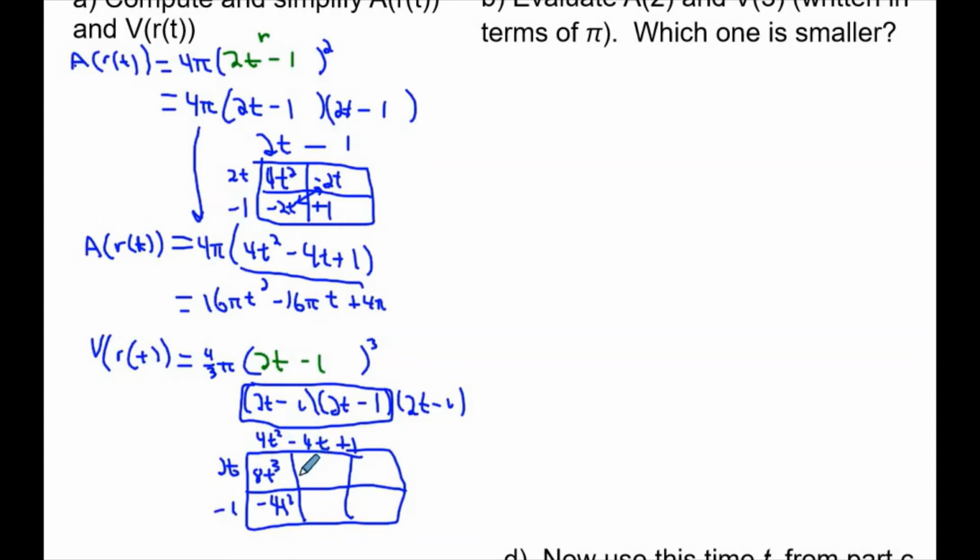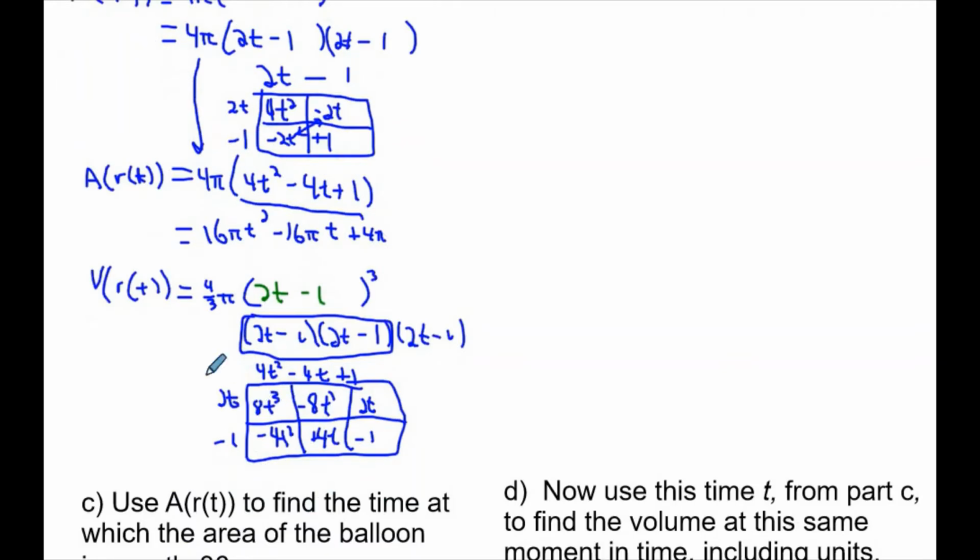And here we have 2 times negative 4, which is negative 8. And then t times t is t squared. Notice that diagonal has the same variable. Negative 4t times negative 1 is positive 4t. And then we have 1 times 2t again. Notice again that we have the same variable on the diagonal. And then 1 times negative 1 is negative 1. So this volume will be 4/3 times all of that together.